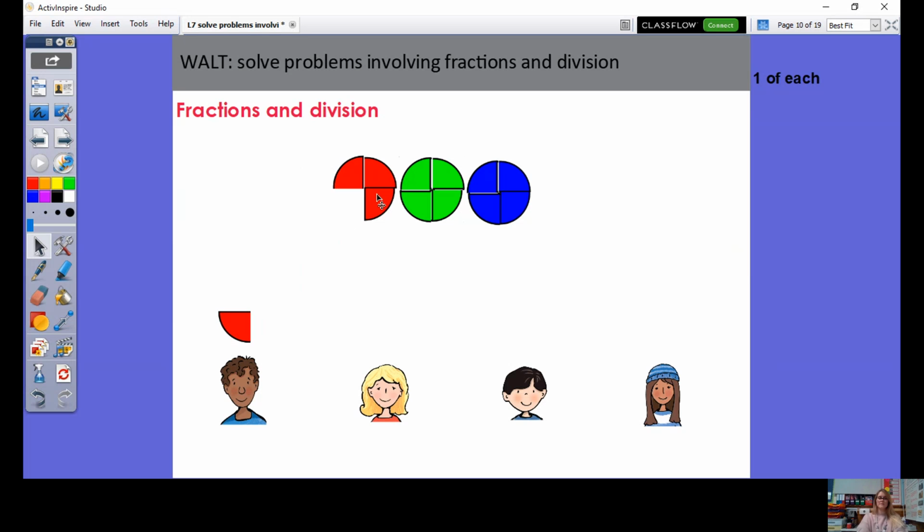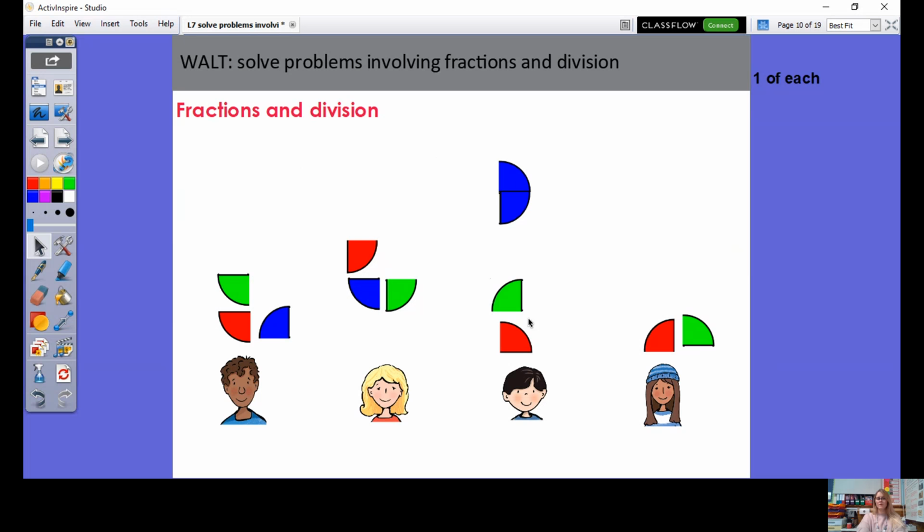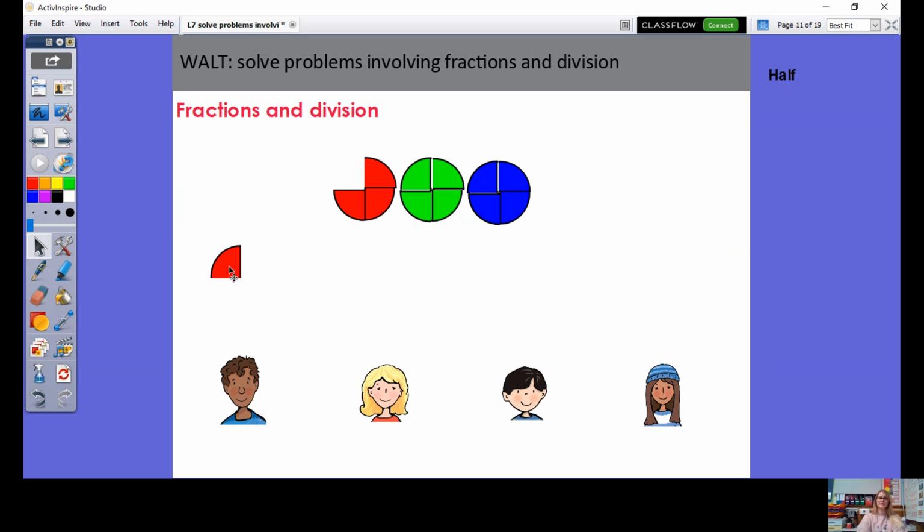So I'm going to give 1 person a piece of that pizza, 1 person that one, 1 person that one, 1 person that one. And then they're all going to get a piece of my green pizza. And then they're all going to get a piece of the blue. Okay, so as you can see, each person has received 3 pieces, 3 out of 4 pizzas. Let's just have another look at how we could divide that up.